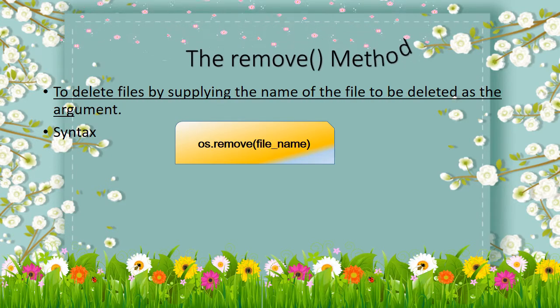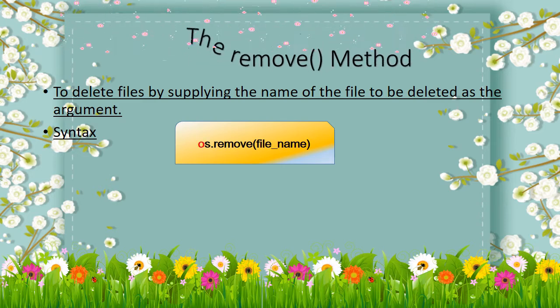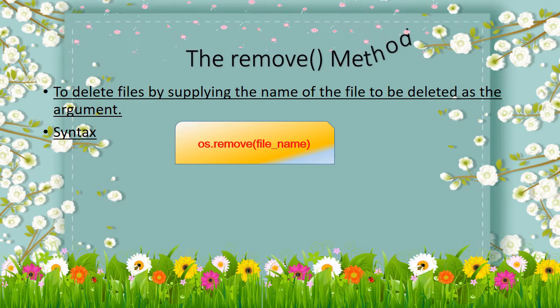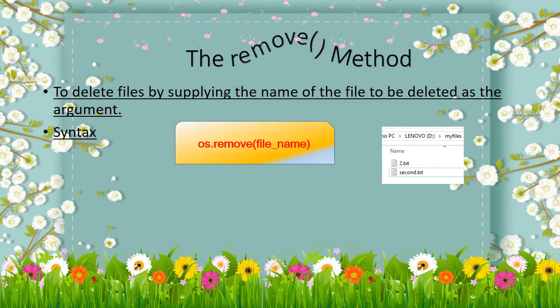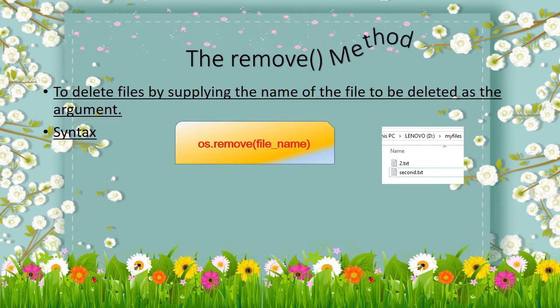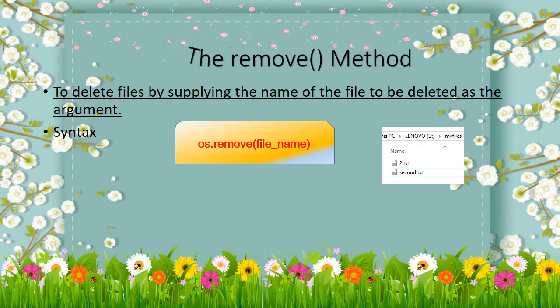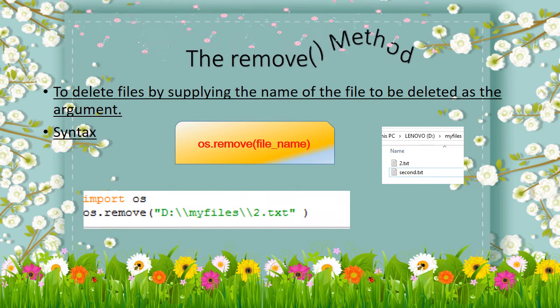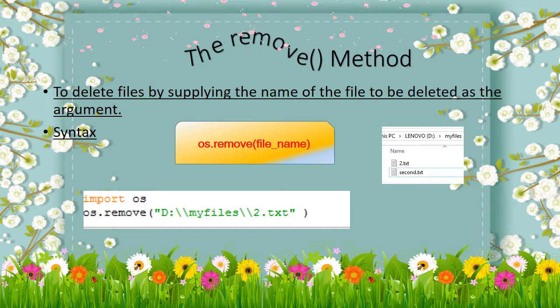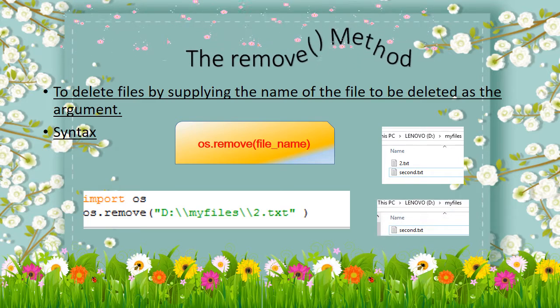And the remove method is used to remove a file from the system. The syntax for remove is os.remove file name. So here in my files there are two files, 2.txt and second.txt. I'm going to remove the file 2.txt. So in remove we have to give the exact file path. Now you check, the file is gone.